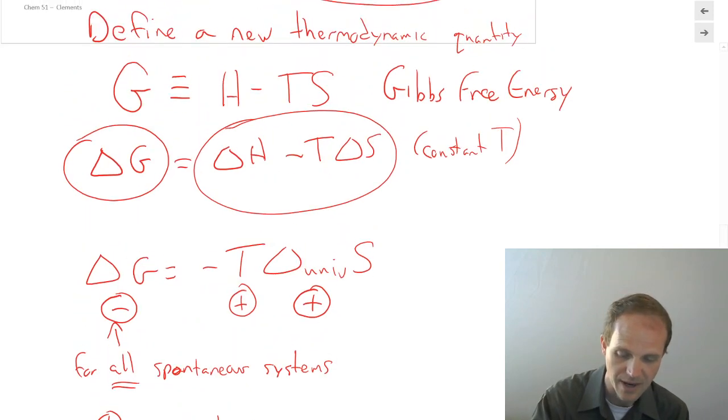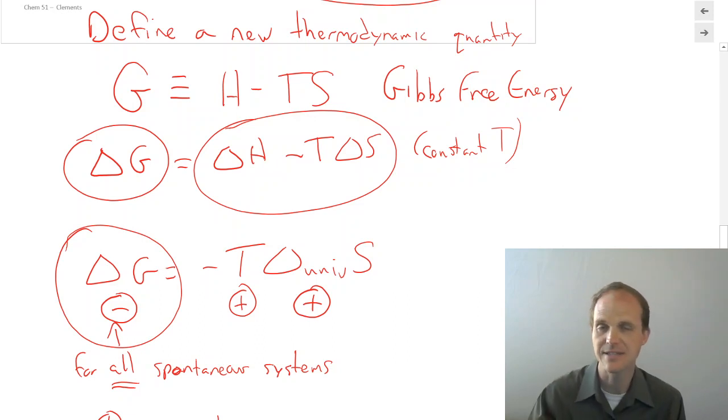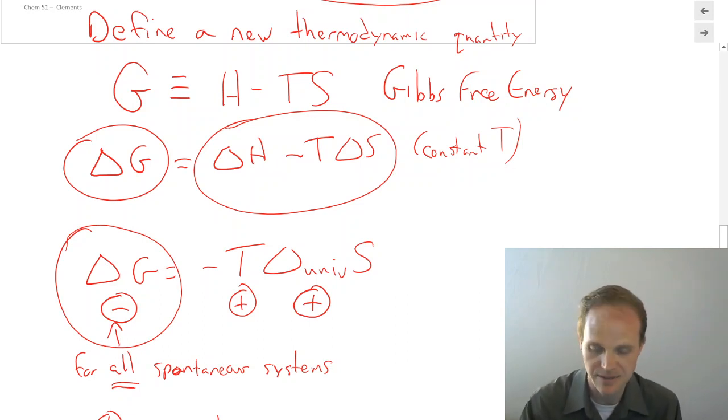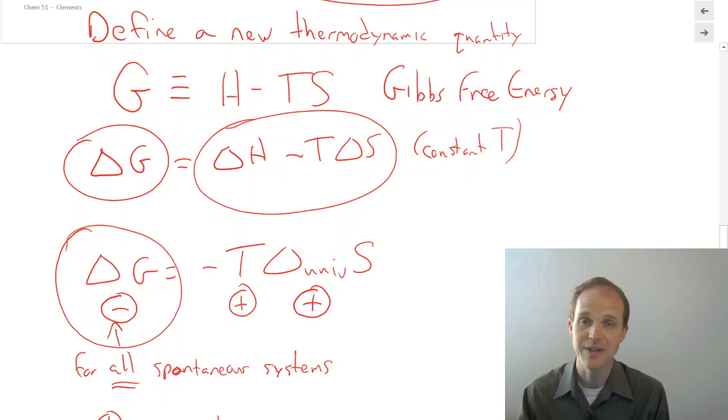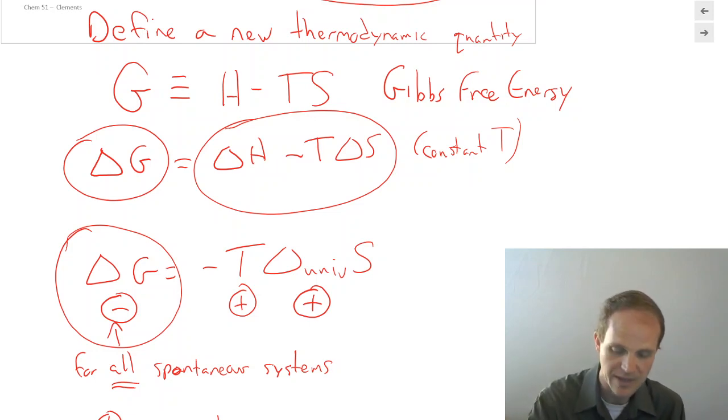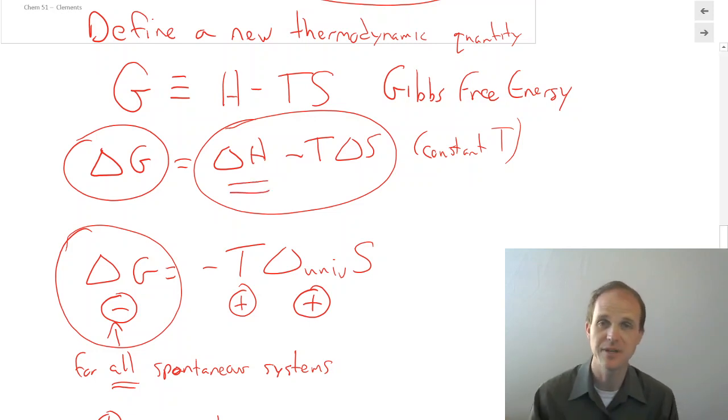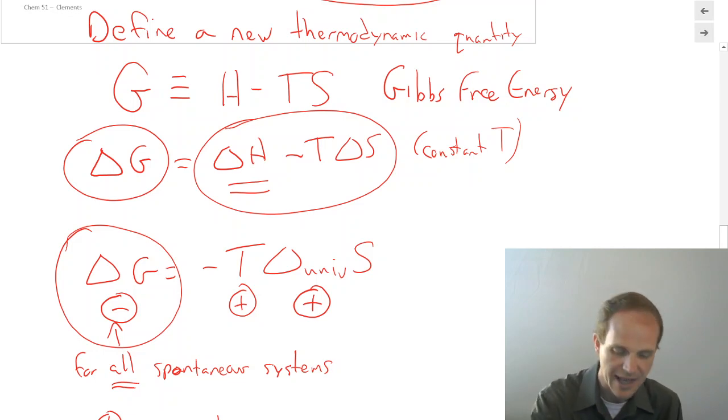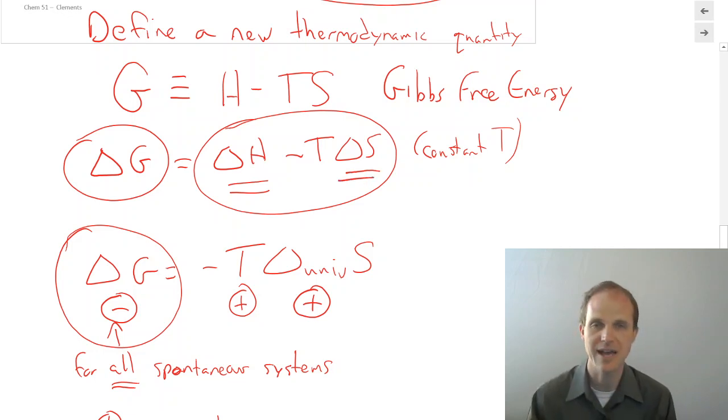Now, why is that useful? Well, because we now have this predictor that we know we can calculate, and if it's negative, it's a spontaneous process. But how do we calculate it? We calculate it really easily. We calculate it using the enthalpy change of the system. We can look that up in tables for chemical reactions. And the entropy change of the reaction. We can look that up in tables for chemical reactions. And the temperature, right? That's going to be given to us in general.